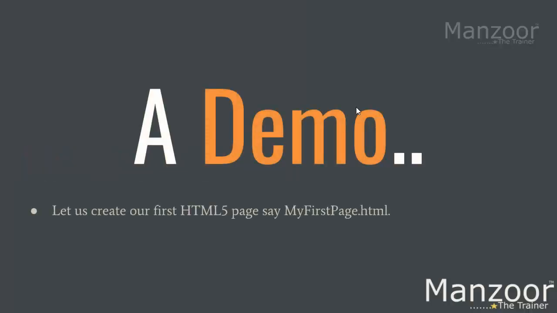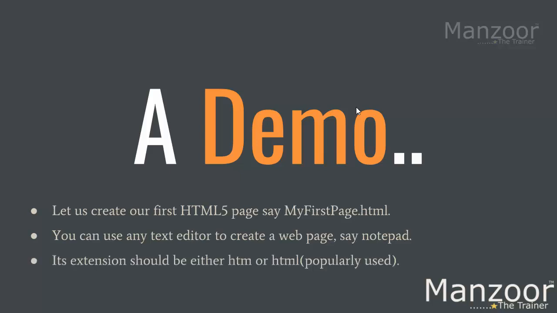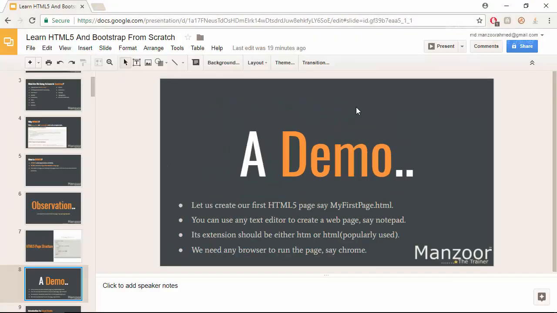Now let us see a demo. To create your HTML5 page, say myfirstpage.html. An HTML5 page will also have the same .html or .htm extension. There is no difference in the extension. You can use any text editor to create a web page, say Notepad. And we need any browser to run the page, say Chrome. Let us see this implementation.